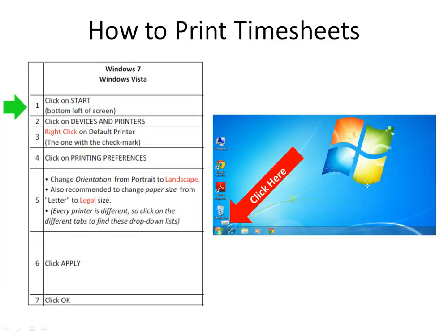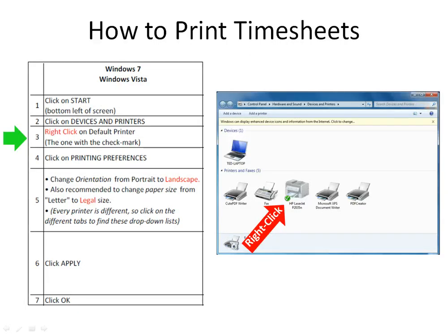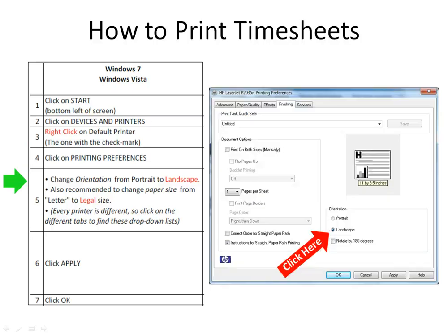To begin, click on Start. Next, click on Devices and Printers. Next, right-click on your default printer. Next, click on Printing Preferences. Next, you have to change your printer's default orientation from portrait to landscape by clicking on the Landscape option.